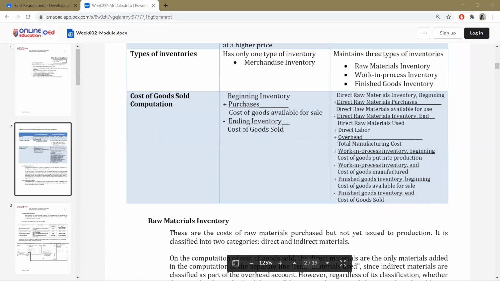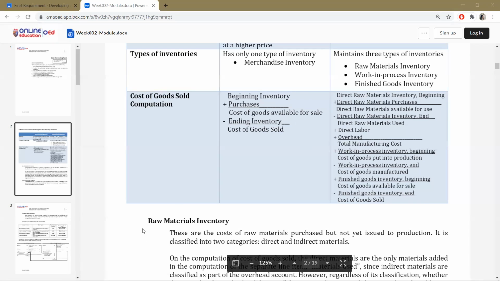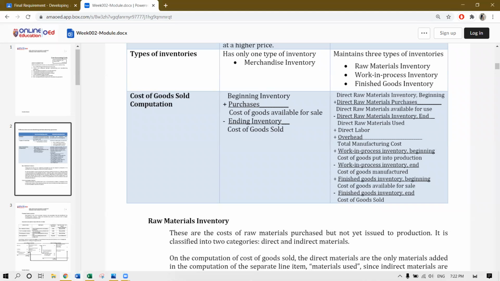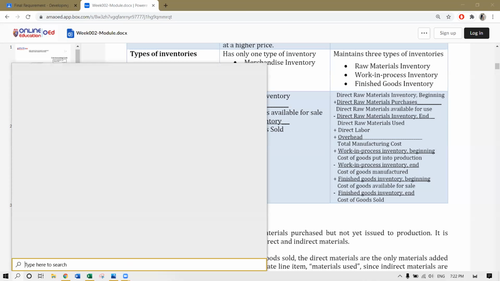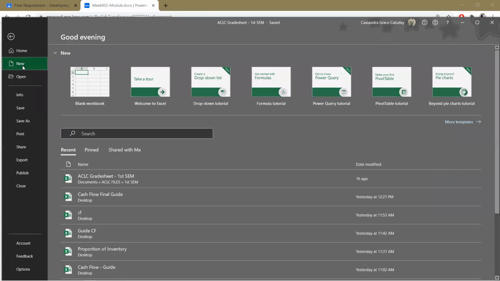Okay, there's another way to compute for that using a T account. So I will show it to you here. Excel file. Wait, new.